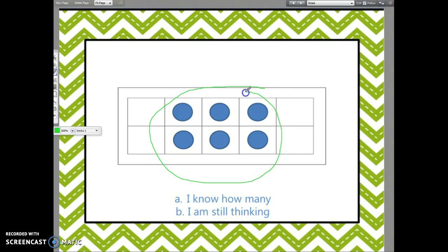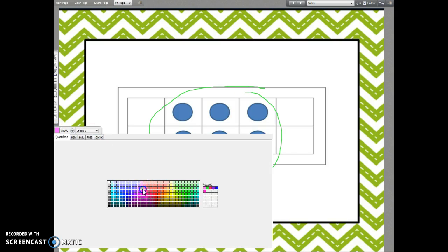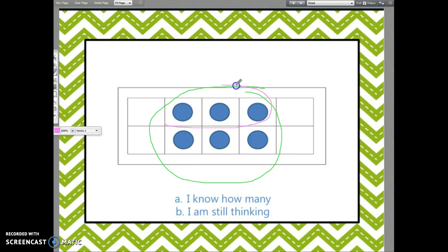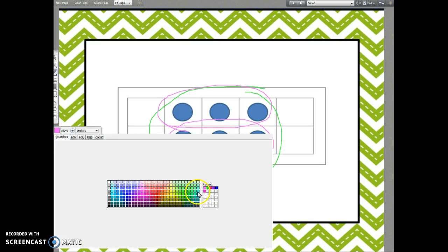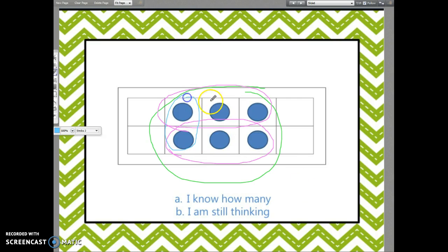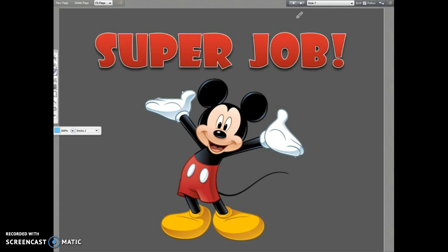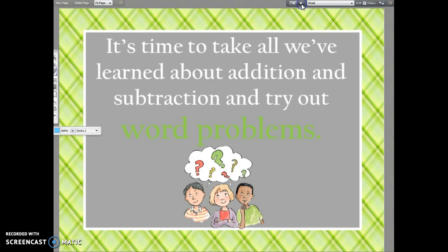Some of you may have subitized and just saw 6. Others may have seen 3 plus 3. Some other friends might have seen 2 plus 2 plus 2. All of those answers are correct and they all got us to 6. I love seeing all the different addition sentences we can come up with to figure out these number talks. Way to go! Super job!